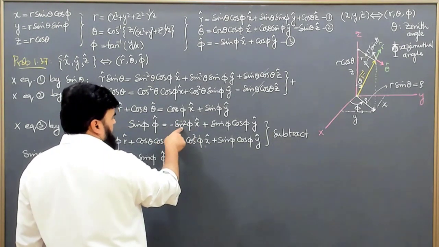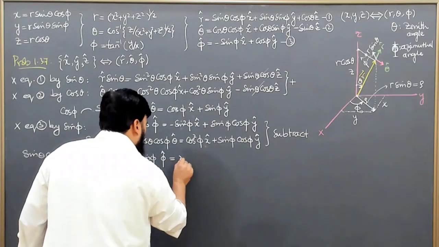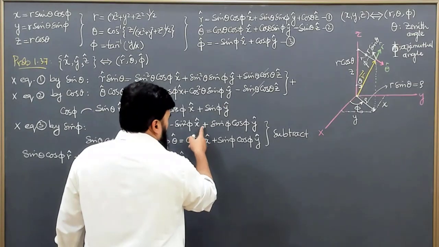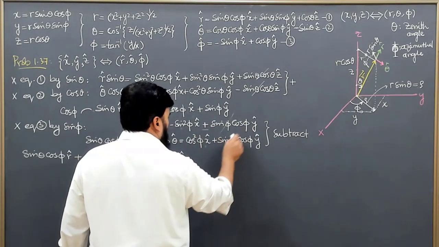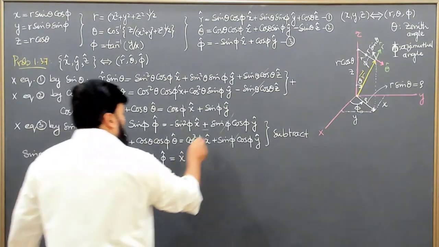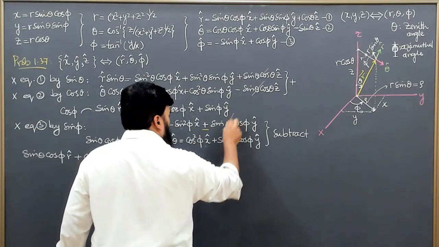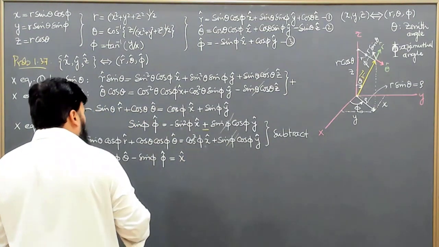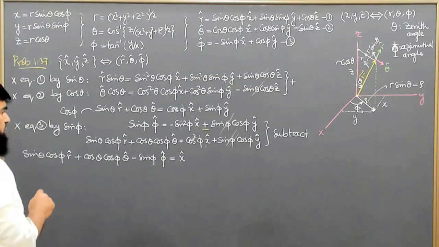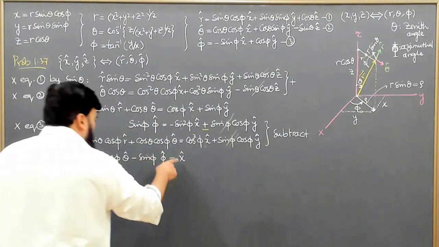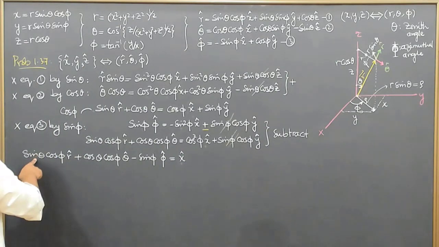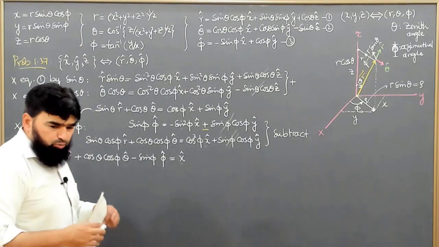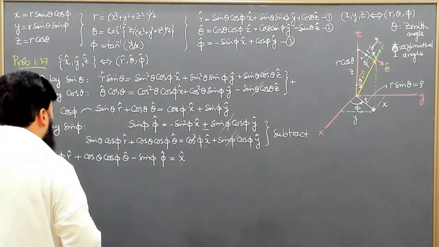So cos square phi plus sine square phi will be equal to 1, and it will come out to be the x unit vector. And when this one becomes minus, these two will be cancelling, and we have that thing equal to 0. So what we have done, we have converted successfully the x unit vector in terms of the r, theta and phi unit vectors. So this is what we wanted.